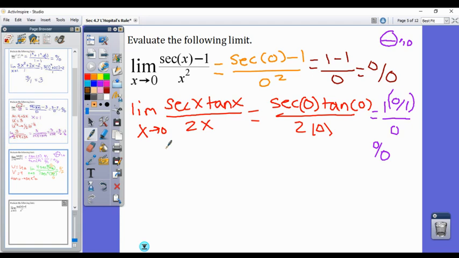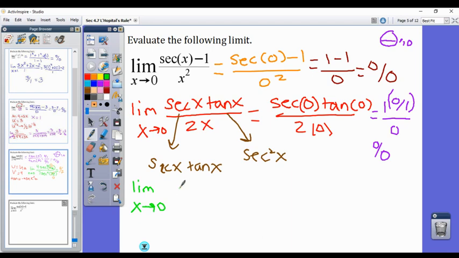Okay, so this time, since our numerator has a secant x and a tan x, we're going to end up doing the product rule. The derivative of secant is secant x tan x, and the derivative of tan is secant squared x. I'm writing that so I can reference it when I write down my product rule. Remember, when you're doing your product rule, it's the derivative of the first one times the second part normal, and then the derivative of the second part times the normal first one.